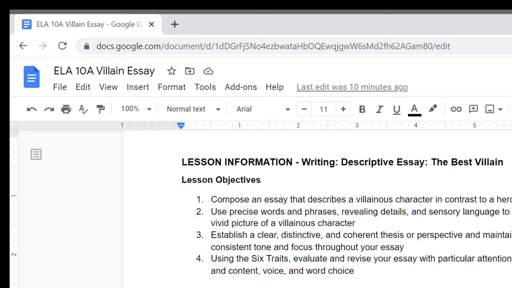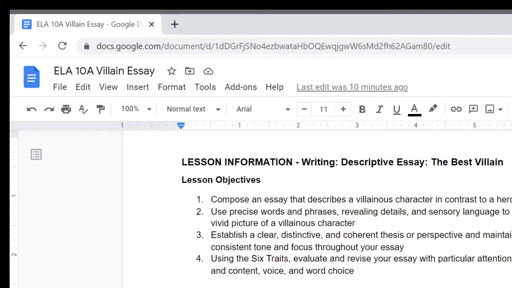We'll establish a clear, distinctive, and coherent thesis or perspective and maintain a consistent tone and focus throughout the essay. That, of course, discusses a few of the 6 traits also: our organization, our tone, our voice, and having a coherent thesis. And then down below here, we'll use the 6 traits to evaluate and revise your essay with particular attention to the ideas of content, voice, and word choice.